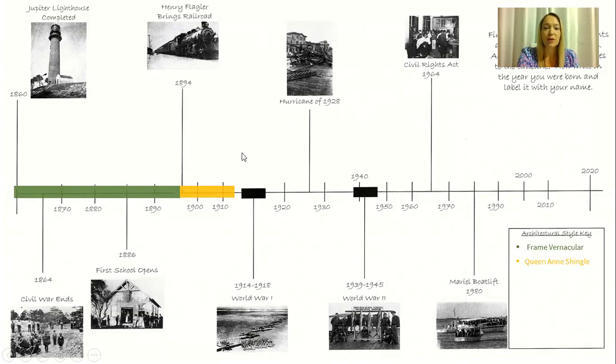And there's two major events that this time period focuses on. The first is in 1894, Henry Flagler brings the railroad. Now that's around the start of this architectural style. And towards the end of it, around 1912 or 1914, is where the style primarily ends in this area. And that's when Henry Flagler passes away and World War I starts. So everybody take a moment and just go ahead and add that in on your architectural timeline right here. And then make sure you come down into your architectural style key in the lower right-hand corner and add the Queen Anne shingle style.